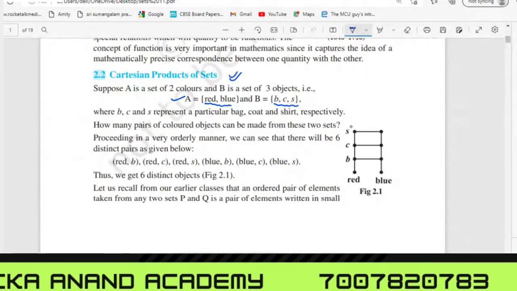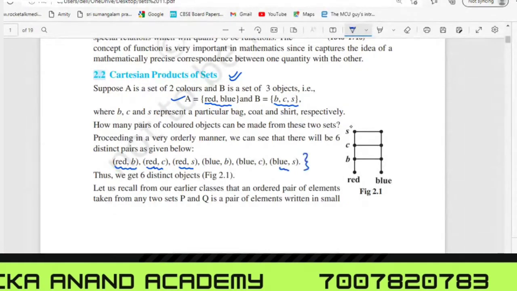Now red is connected with B. You can see over here. Then red is again connected with C. Then red is again connected with S. Now blue. Blue is connected with B. Blue is connected with C. Actually this concept is totally different. Okay? Now blue is connected with S.